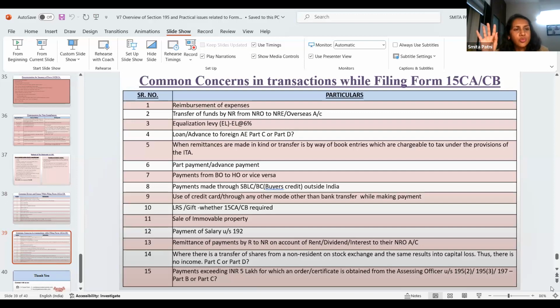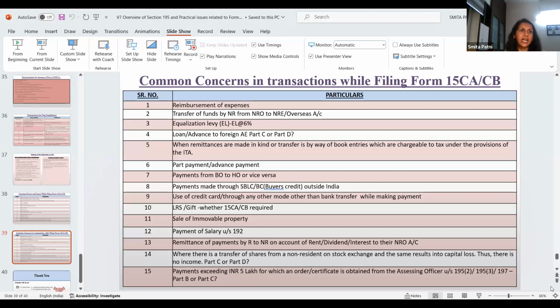Generally, we do not issue 15CB/CA, but every time you go to the AD, the authorized dealer banker, they will say, please give us the 15CB/CA. We need a 15CB/CA for that. Equalization levy, already explained, Part D. Some exempt from tax, some not chargeable to tax, so Part D. Loan and advance, again, it's an LRS. It's a capital transaction, so obviously Part D, or no 15CB/CA will go, since it's an exempted category.